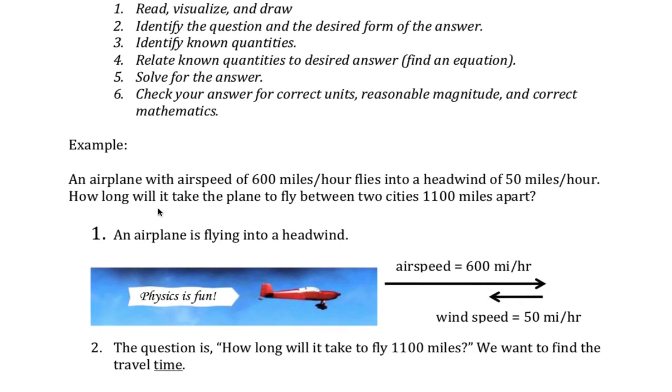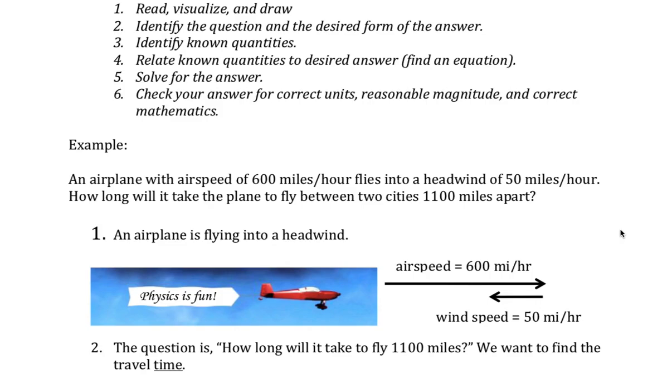Suppose you have an airplane. It's flying with an airspeed of 600 miles per hour. That means that's the speed relative to the air. And it's flying into a headwind of 50 miles per hour. So the air is pushing it back at a rate of 50 miles per hour. How long will it take the plane to fly between 2 cities 1,100 miles apart?